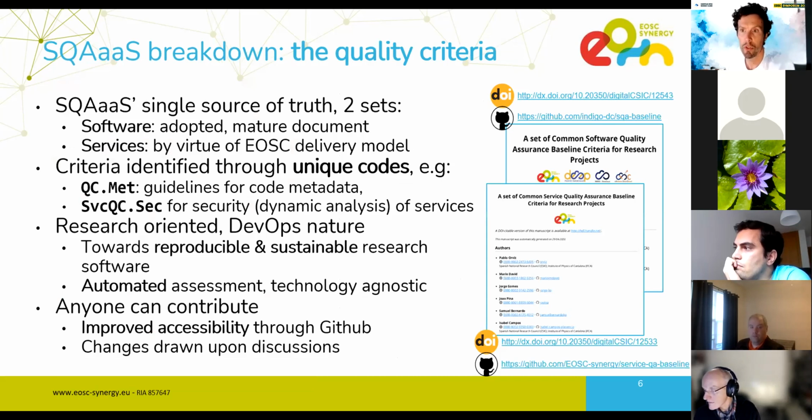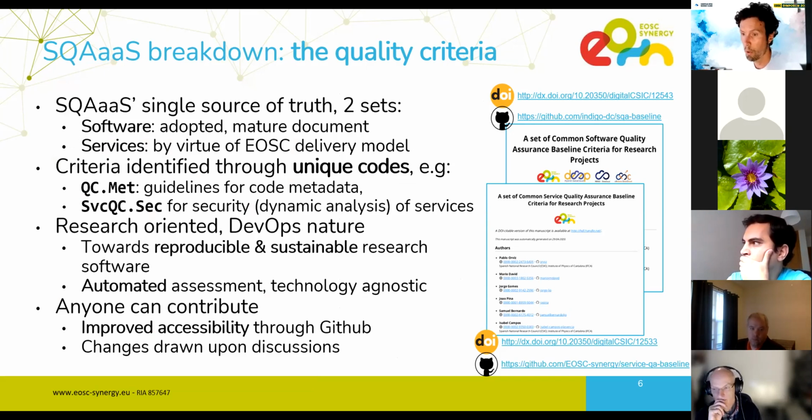So a few notes on the quality criteria. As I said, we have two different documents that you can see on the right. There you can also see the DOIs of the latest version, and the links to the GitHub repositories, which have public access. This is because we want anyone who is willing to participate and provide feedback about these criteria to be very welcome.